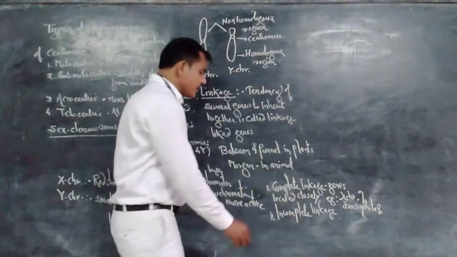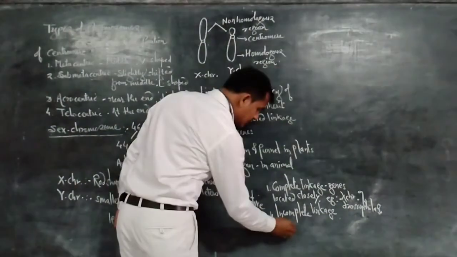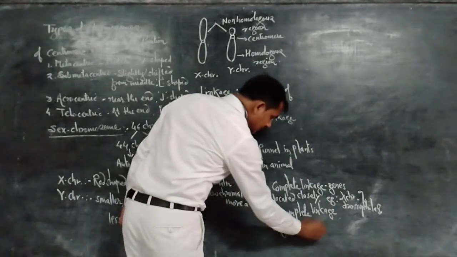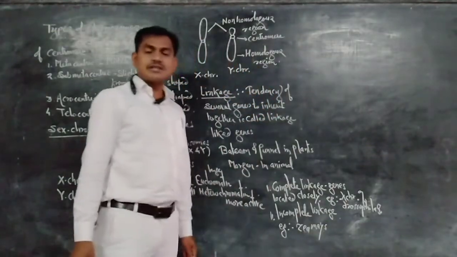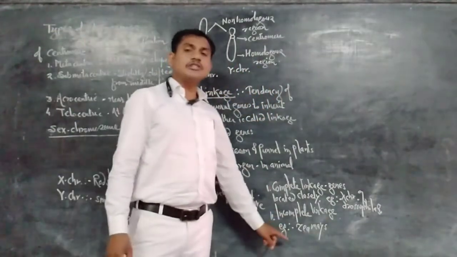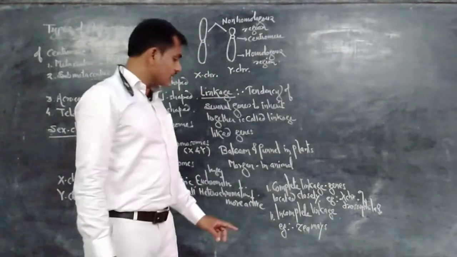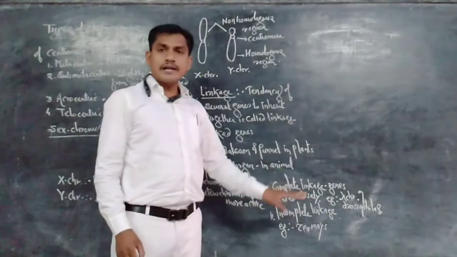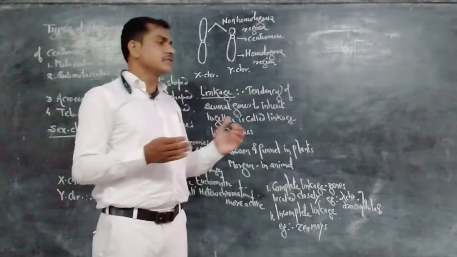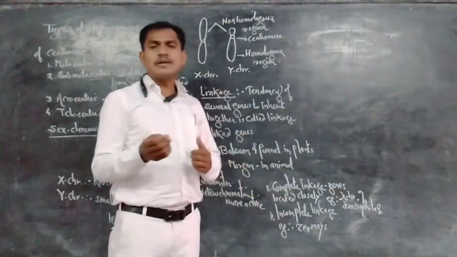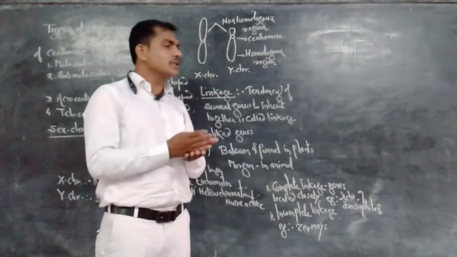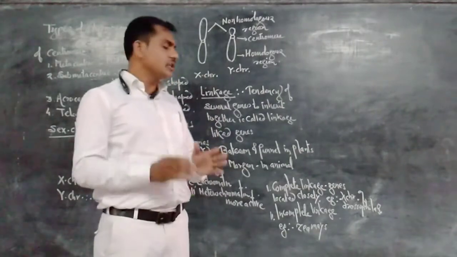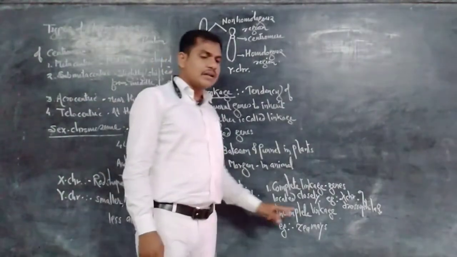An example of incomplete linkage is the genes located on the chromosome of maize, responsible for the color and shape of grains. These genes are arranged distantly on the chromosome, so during crossing over they get separated and do not pass together. Such linkage is called incomplete linkage.